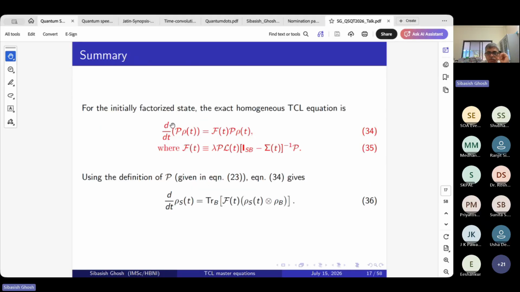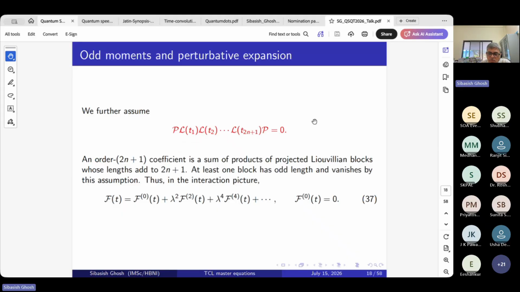Okay, so this will give you basically the equation for P of rho t, where f of t is this operator lambda p l t etc. Okay, so using this definition, you can write down now this time derivative of rho s of t, which will be whatever is written in this equation 36. Okay, good. So now you introduce this perturbative approach.